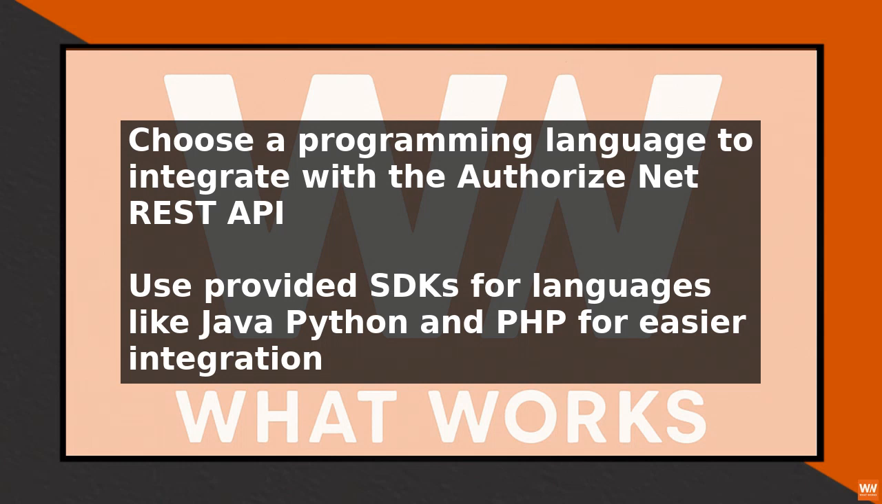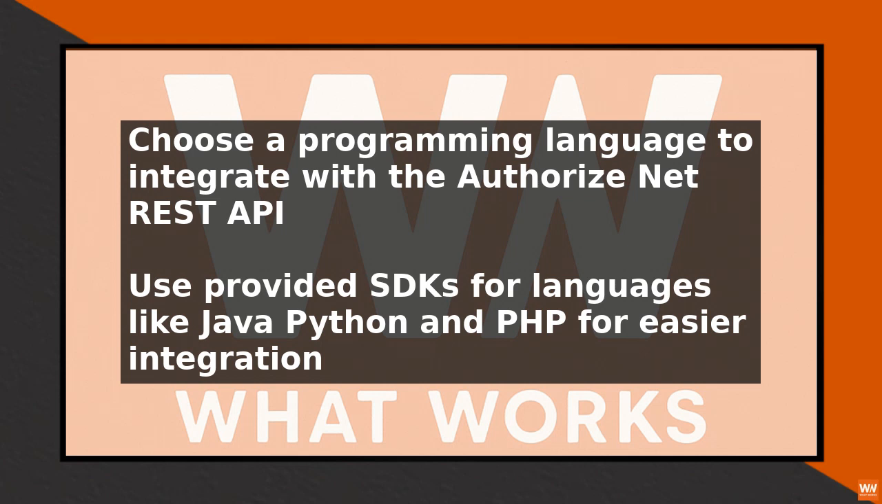Next, choose the programming language you want to use to integrate the AuthorizeNet REST API with your application. AuthorizeNet provides SDKs for popular languages such as Java, Python, and PHP, making it easier to integrate the API.